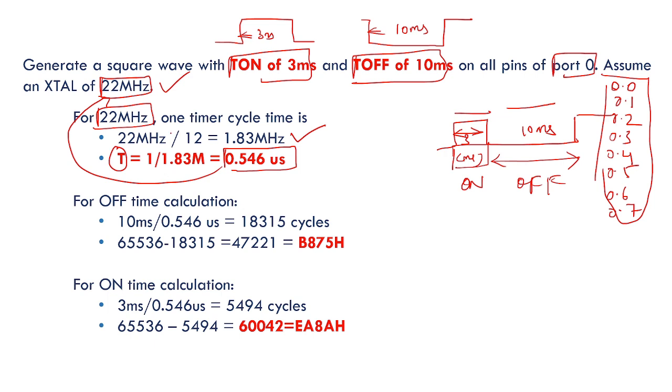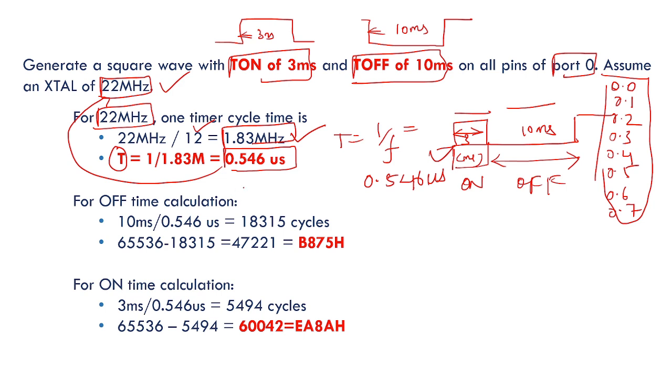I repeat again. First, the given frequency needs to be divided by 12. Remember, you will get the machine cycle frequency. To calculate the time for an individual machine instruction, you need to take the inverse of that frequency. You will get the individual time for execution of each instruction, 0.546 microseconds.